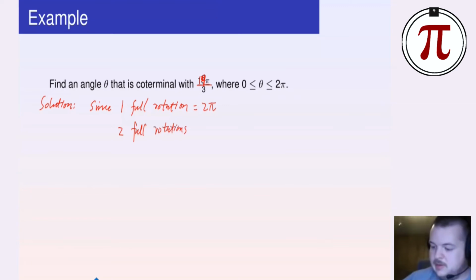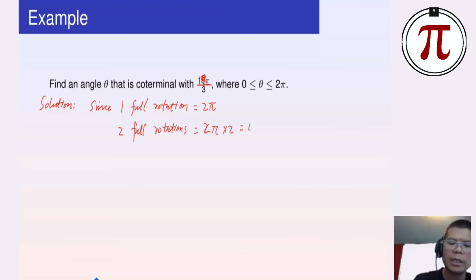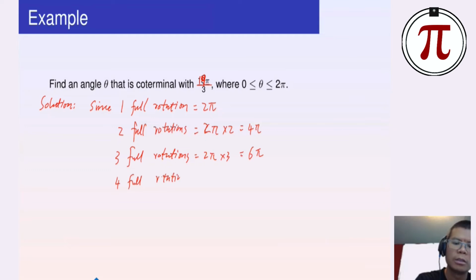4 pi. Oh, that's going to be 2 pi times 2, which is 4 pi, right? 3 full rotations equals 2 pi times 3, and 4 full rotations equals 2 pi times 4. That's 8 pi. Now, let's just be careful, right?